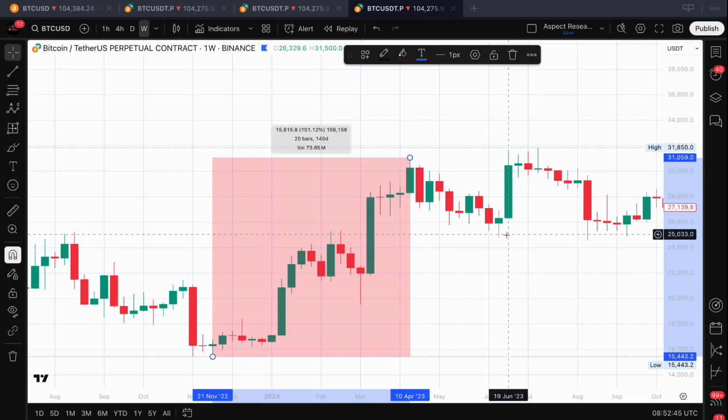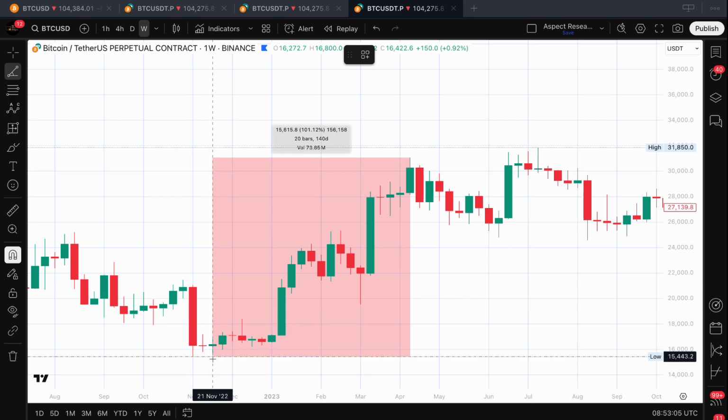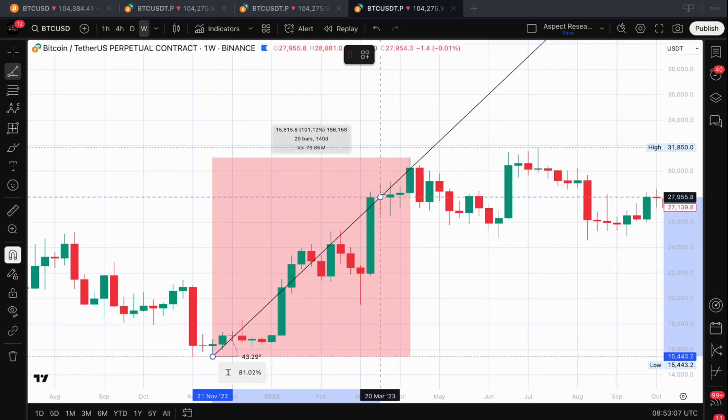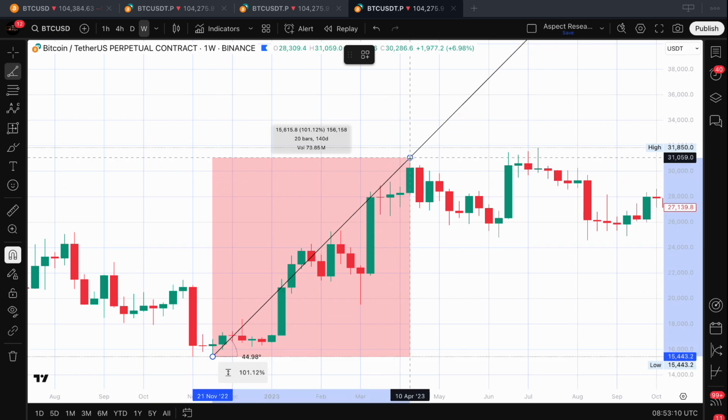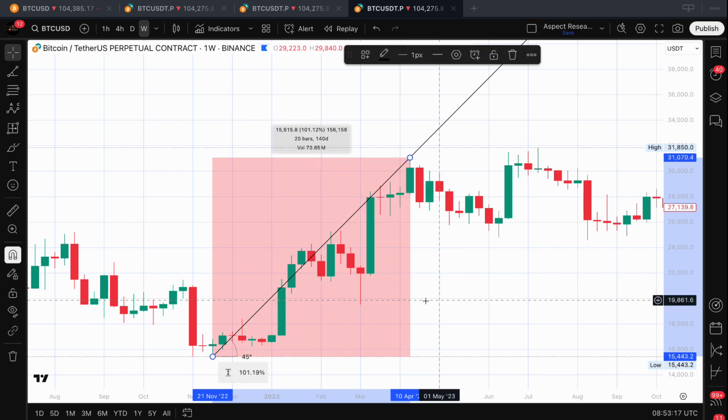Remember, we don't know at what price, and certainly not time, that the next top is going to be. But we already have a tool that will help us figure out a possible projection of future prices. Go to the trend line menu, pick the trend angle, and pull a 45-degree angle from the bottom to the top. Settings, 45 degrees. Okay.